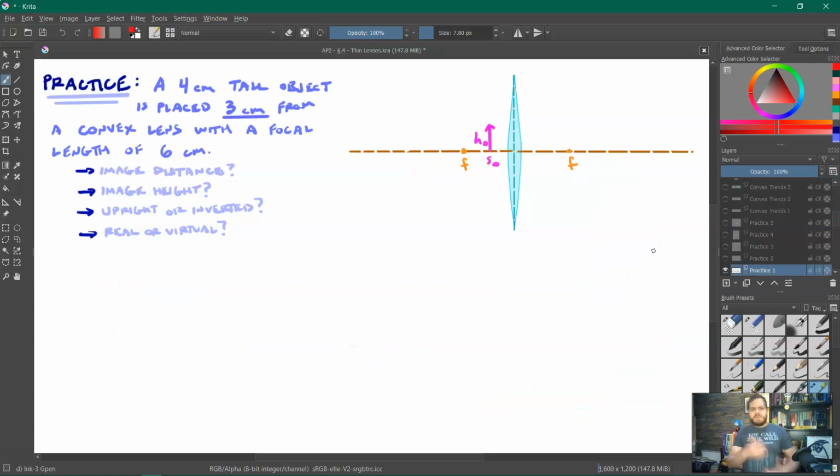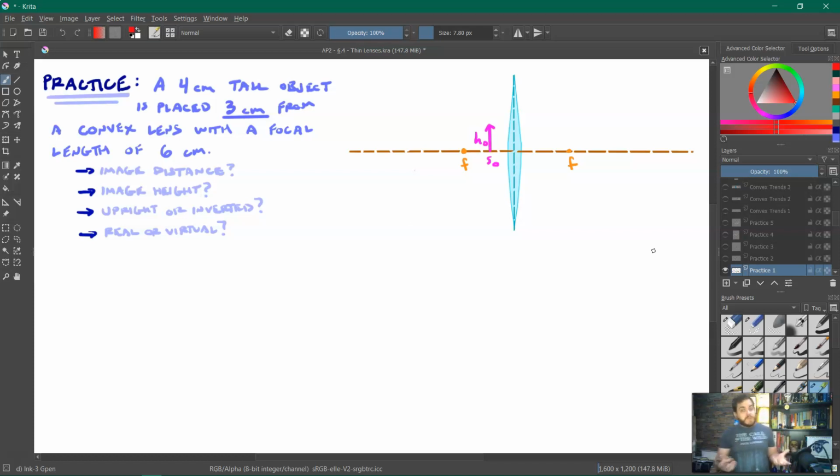So let's go ahead and do the same thing again, but now we're going to move the original object, it's the same height, to a distance that is 3 centimeters from the lens. So the object distance is now 3 centimeters rather than 12. And we're going to do the exact same thing. So I want you to go and pause the video, give it a shot. Let's see what you come up with.